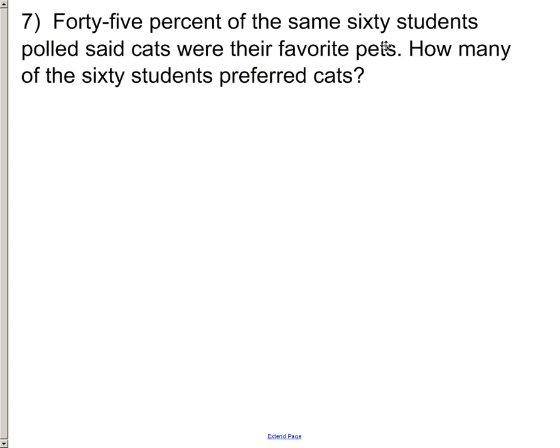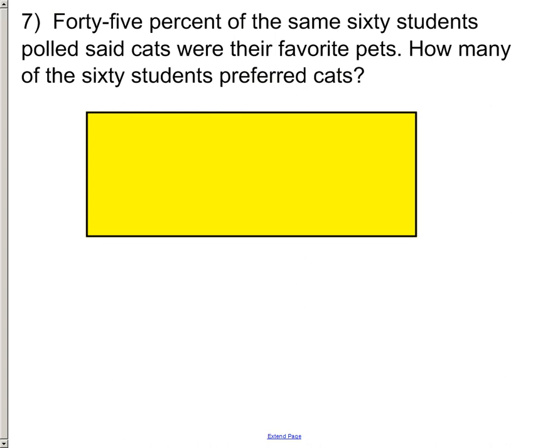Here we go. 45% of the same 60 students polled said cats were their favorite pets. How many of the 60 students preferred cats? So let's just do a representation again. Let's just get a box set up showing the 100%. If you're doing it on your paper, just make a rectangle like that and just know, hey, this represents 100%. And then, 45%, that's a little bit less than half. Just draw a line a little bit less than halfway across your box and then label it.